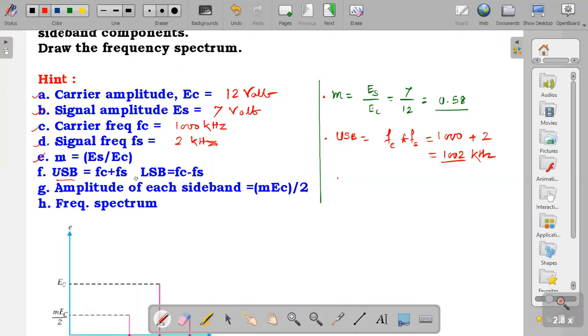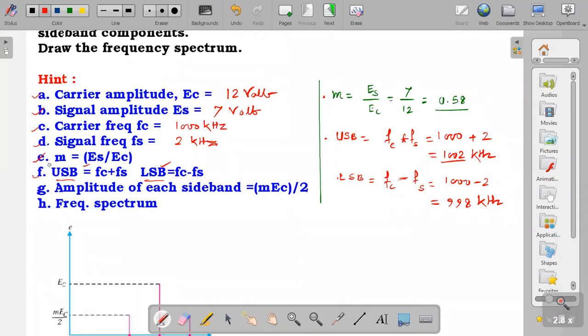Then LSB. Lower sideband frequency is Fc minus Fs. That is 1000 minus 2. What is 1000 minus 2? 998 kilohertz. Okay, that means we can calculate LSB and USB from the knowledge of Fc and Fs.